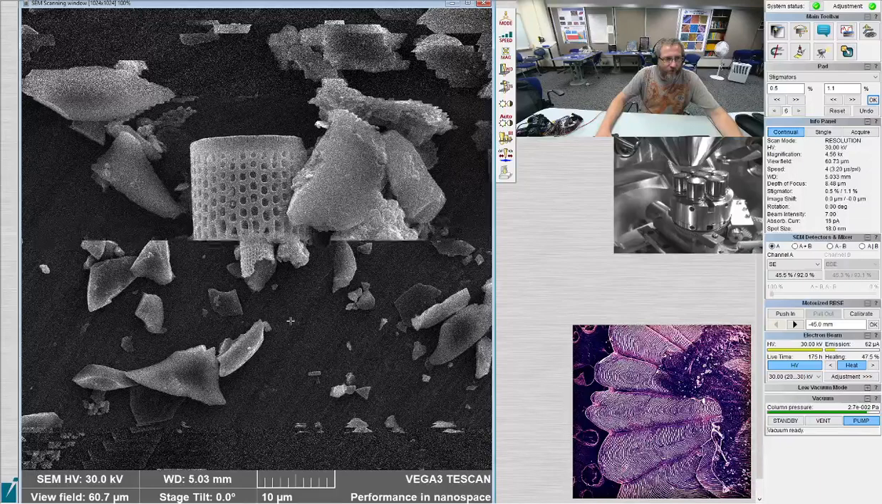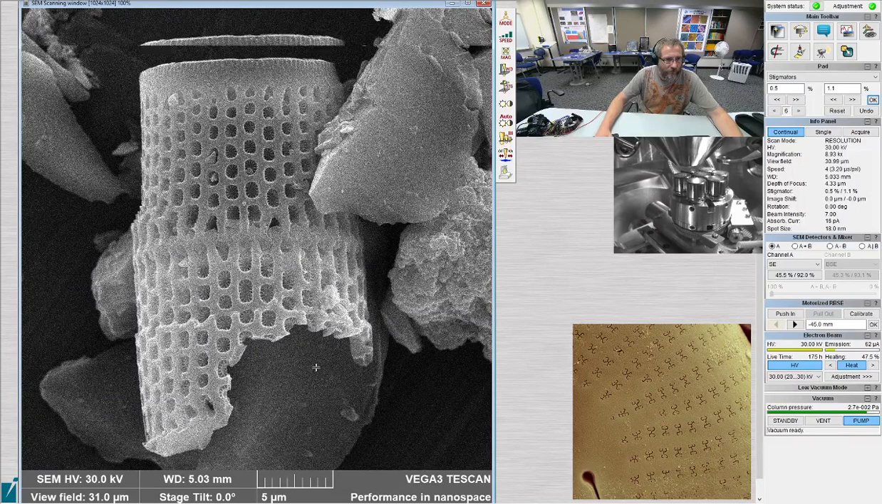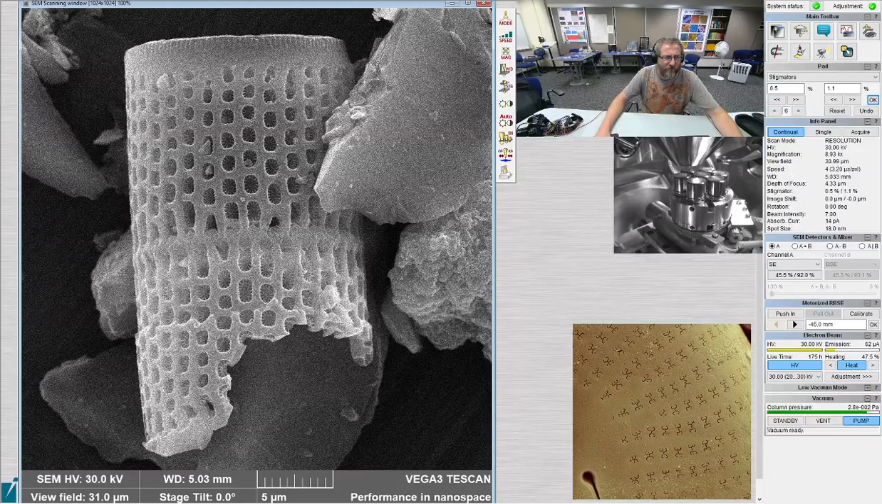Probably a good idea to take a whole picture of this, instead of just the artsy ones. I don't think I did one like that, did I? No, not at this specimen.